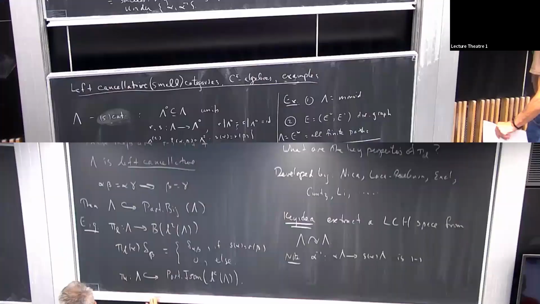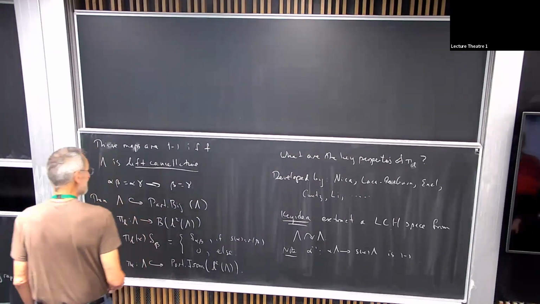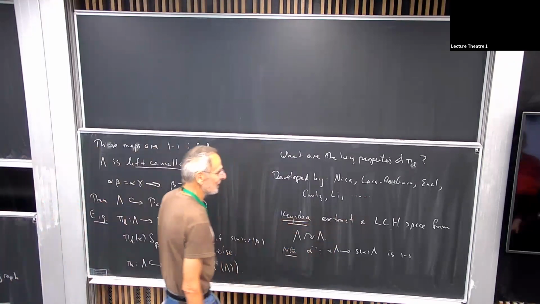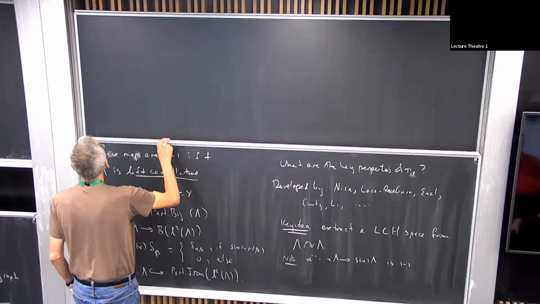So now having that, I can tell you what this space is. Right, the key idea is to find this locally compact Hausdorff space, and now I can tell you what it is.